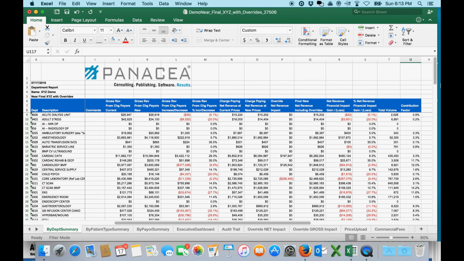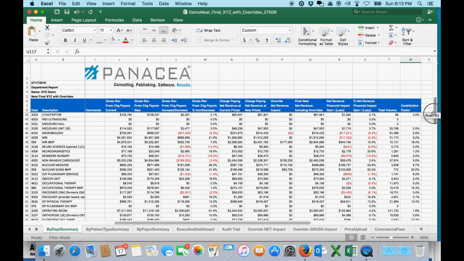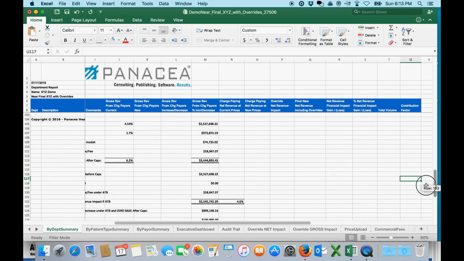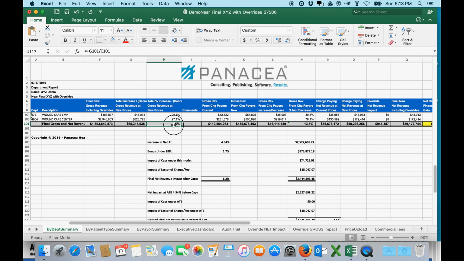There's a few reports here. You have a department summary. This is just like what we saw on screen. And what I wanted to show you is here it is. Here's the same 4.5% we saw on screen. It looks like there's a slight difference with this report because I ran it earlier. But essentially, you've got a 2.5% increase in net revenue had we done a 4.5% increase across the board.